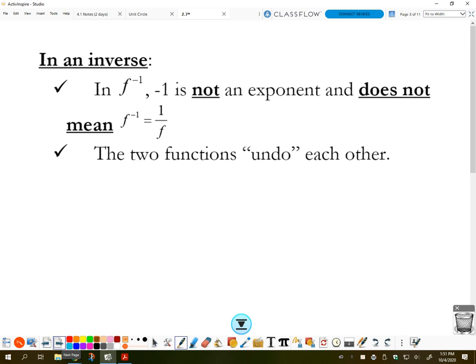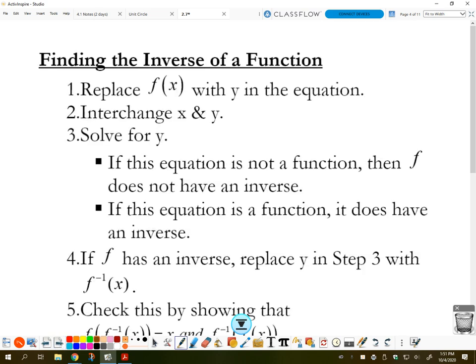We really just said all of this. So f to the -1 means f inverse, and the two functions undo each other. That's what makes them inverses. We just showed that in that last example.